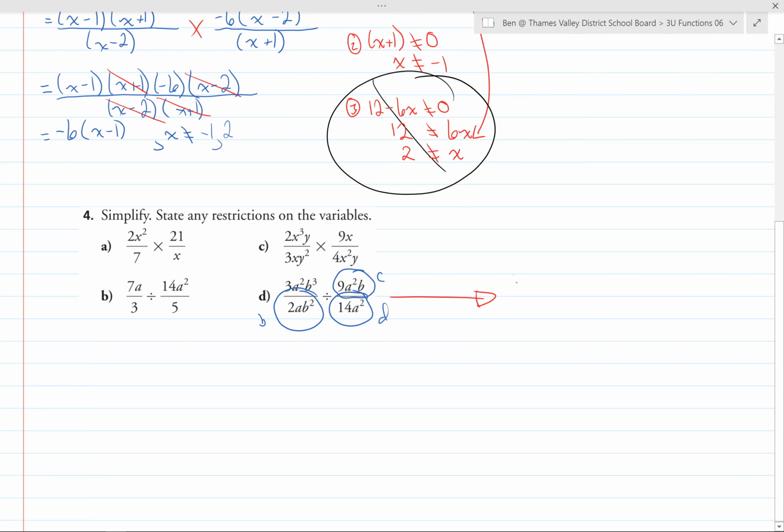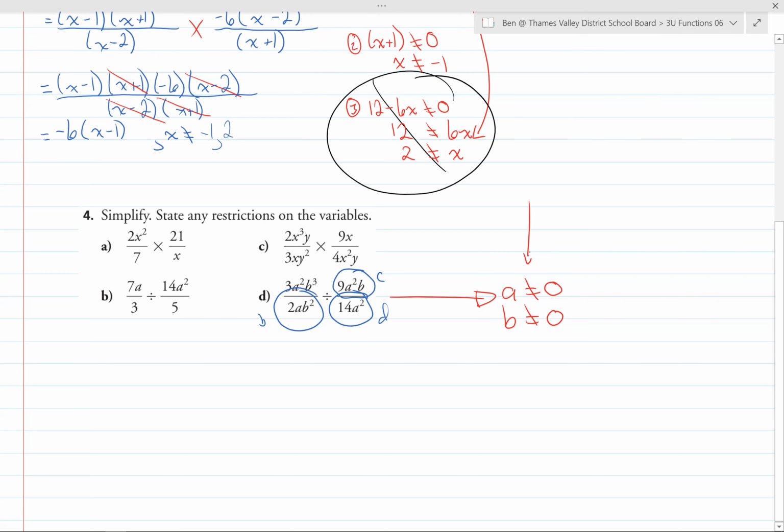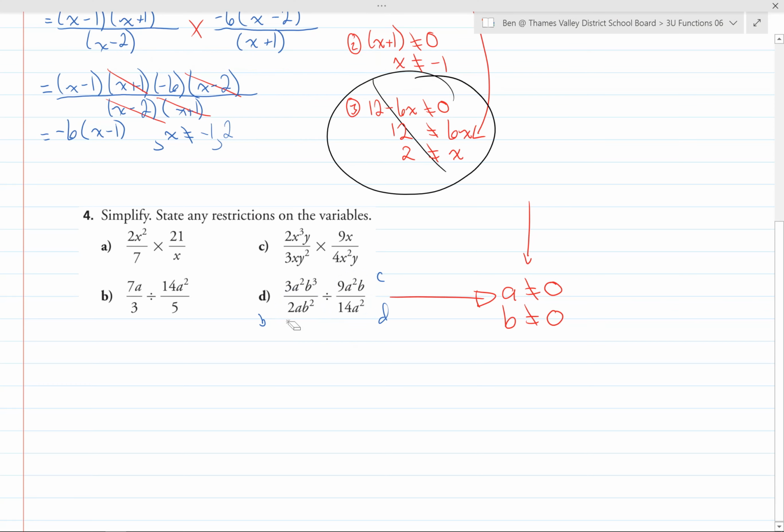All of the factors that I find in there, it's just A and B. So A cannot equal 0 and B cannot equal 0. I don't care that there are squareds on some of them. At this point, when I'm finding my restrictions, I just look at the single factors, if you will. So now that I've performed that, I can start working forward.